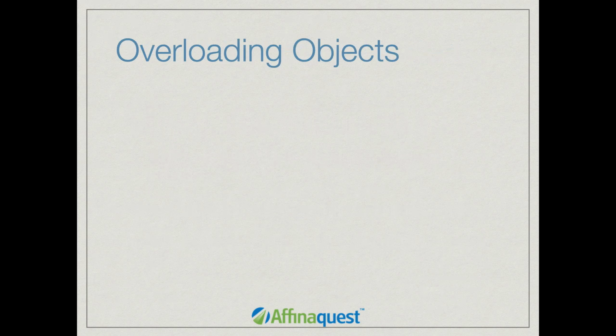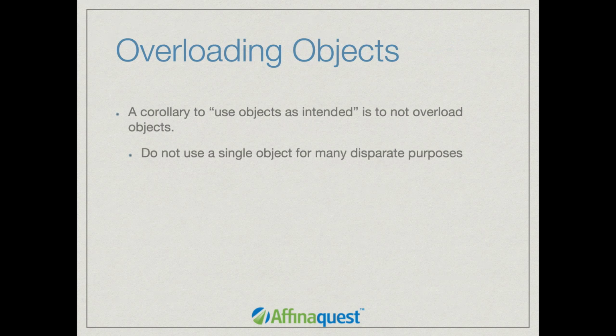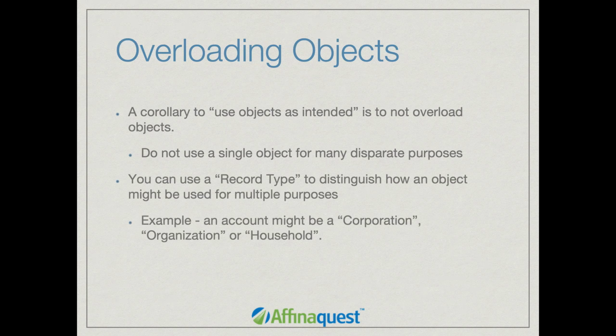Another thing to avoid is overloading an object. This is sort of a corollary to use objects as intended. And that is not to use a single object for many disparate purposes. So a better way to do this might be to use a record type to distinguish how an object might be used for multiple purposes, such as using a record type to distinguish accounts that are corporations, organizations, or households.